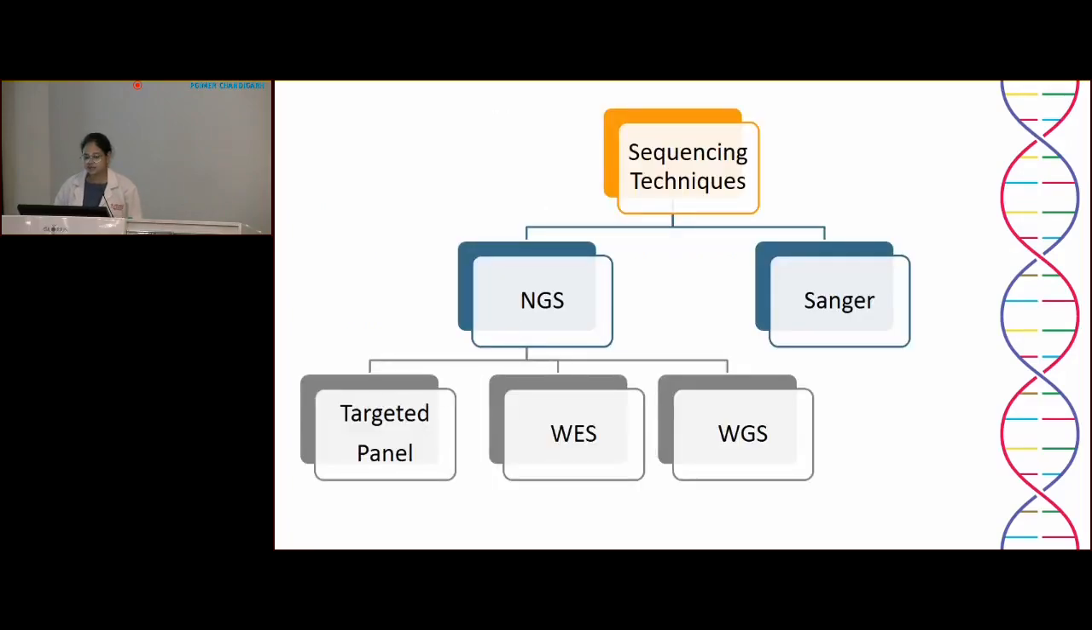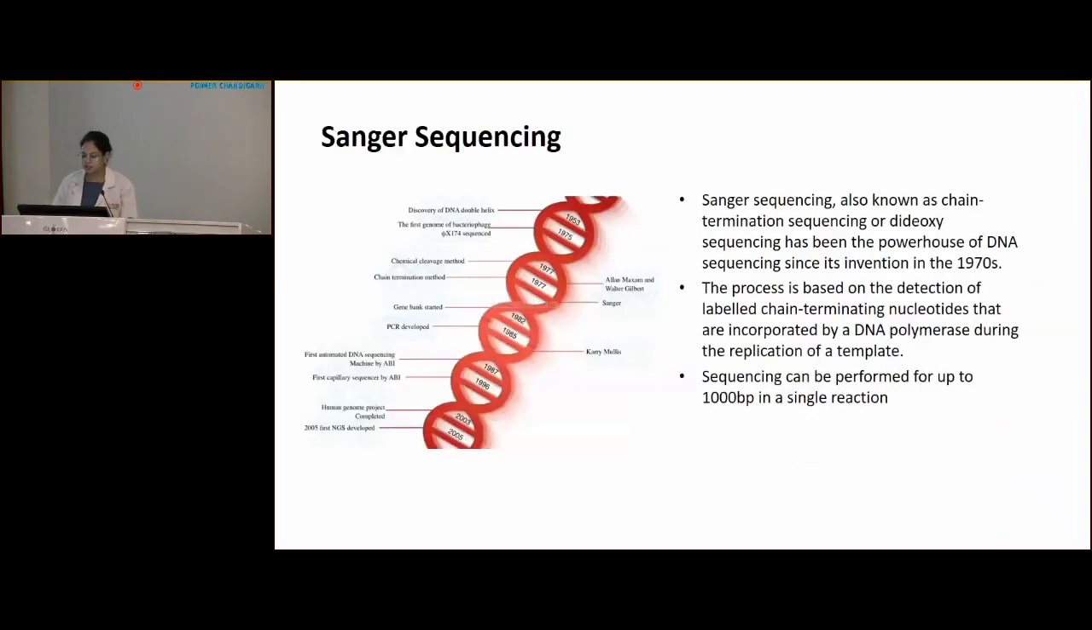So in day-to-day practice, we commonly come across NGS and Sanger sequencing, and under NGS, you have targeted panels, whole exome sequencing, and whole genome sequencing. So let's discuss one by one. So Sanger sequencing was invented in the 1970s. It is a very robust technique, and it is still being used in the original form with a slight modification in chemistry and detection. And in each reaction of Sanger, you can detect up to 1,000 base pairs of nucleotides.